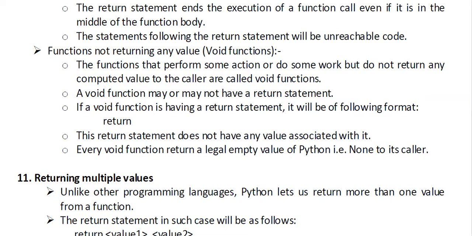So every void function returns a legal empty value of Python, that is None. You have studied about this value called None, and it is returned when nothing is being returned. So if you want to print a function call that doesn't return anything, you will get None as the output. Okay, we will try this in our practical session.